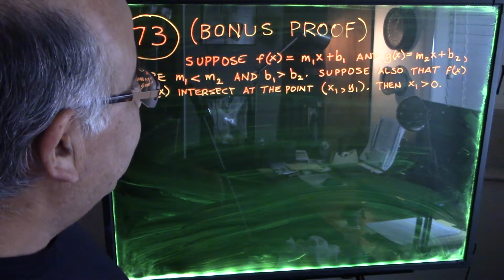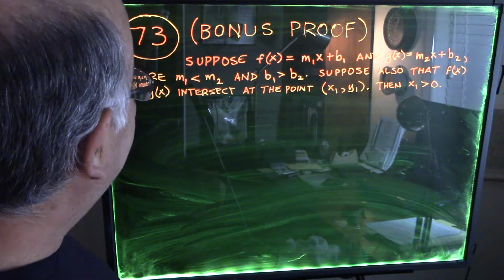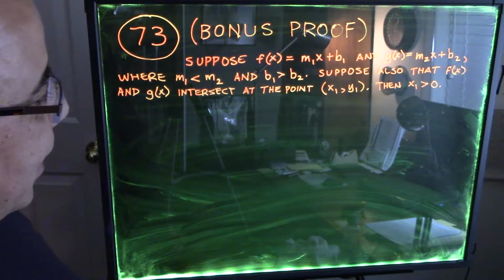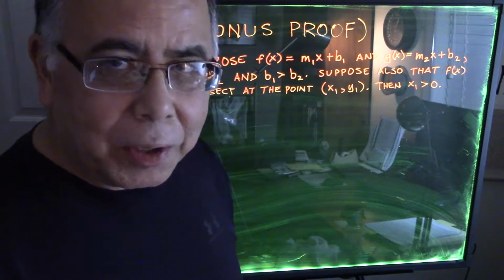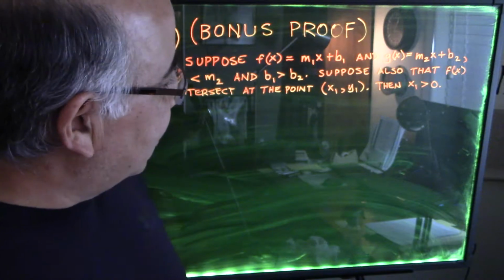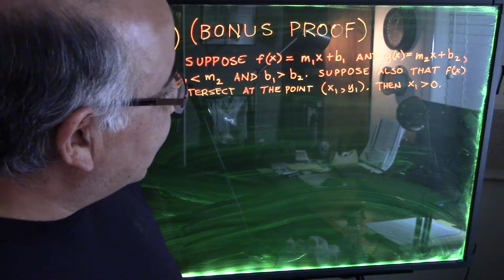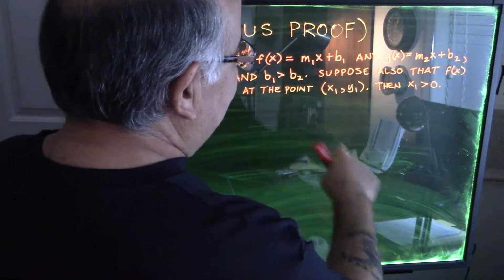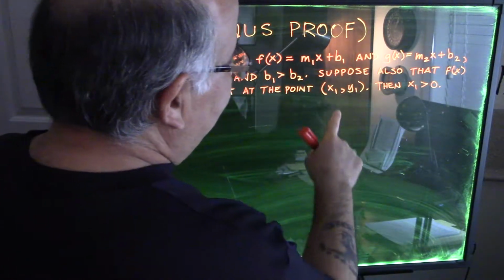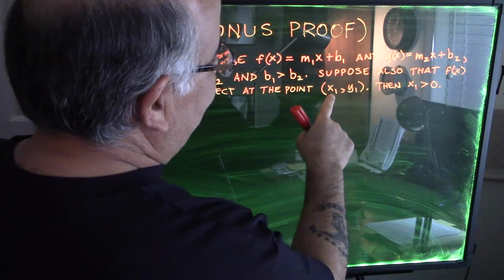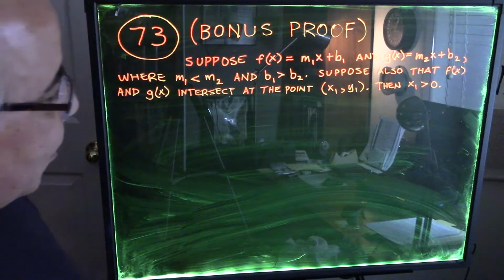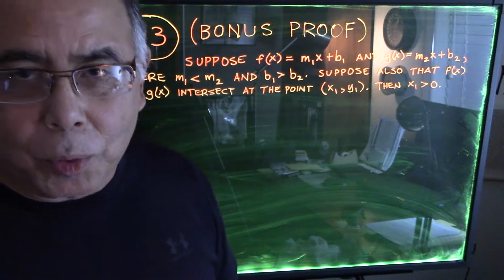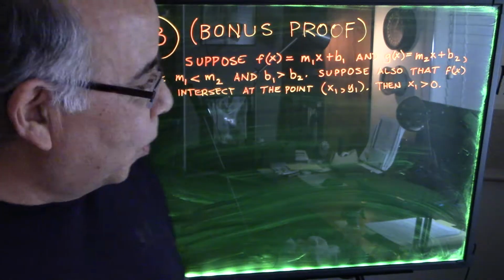All right. Suppose also that f of x and g of x intersect at this point x1, y1. All right, what's x1, y1? Well, it's just wherever they intersect. We'll assume that that's where those two lines intersect. Well, if all these conditions are satisfied, then x1 must be greater than 0. x1 is the first coordinate of the point of intersection. x1 must be positive, in other words. All right. So we're going to prove this.